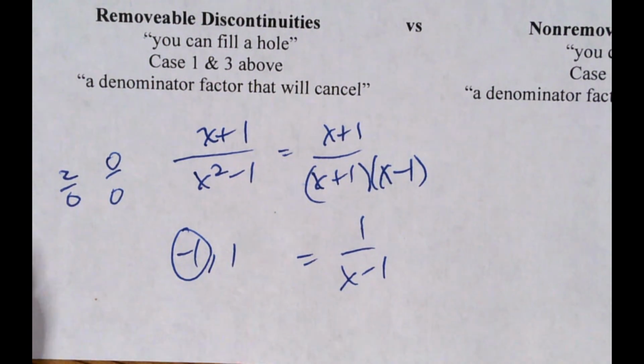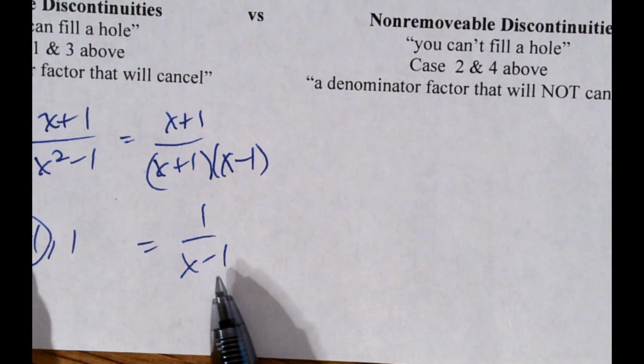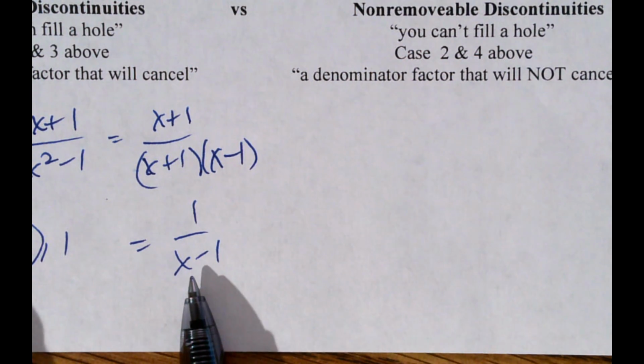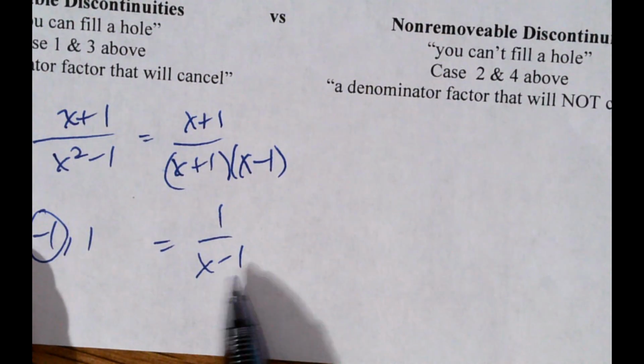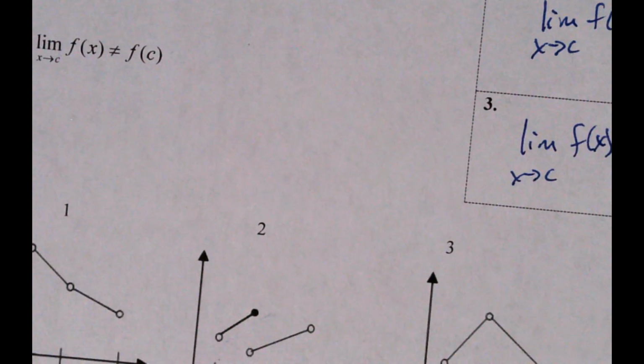All right, let's go on to the other one. This x minus 1 cannot be removed. So x equals 1 is a non-removable discontinuity. The denominator factor will not cancel. So the x minus 1 did not cancel. It's a non-removable discontinuity. All right, let's call it there for page 53.